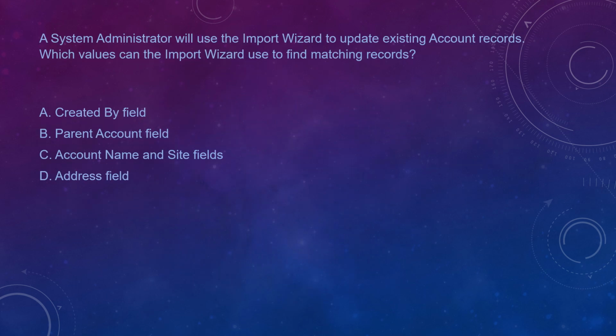The system administrator will use the import wizard to update existing account records. Which values can the import wizard use to find matching records? Created by field, parent account field, account name and site fields, address fields. So we know that account name and site fields, sites are addresses.